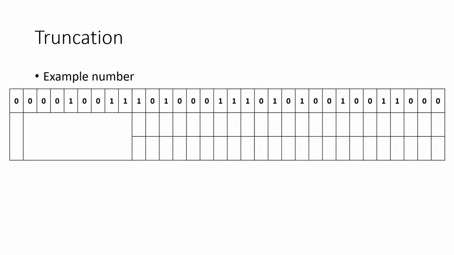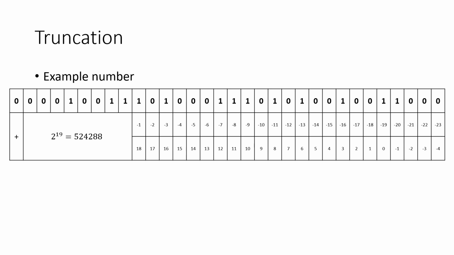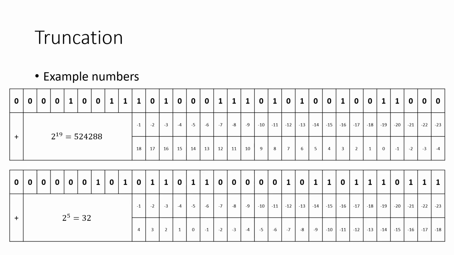Before we can discuss truncation in operations, we need to establish the significance of each bit. Let's write an example number. First, let's label each mantissa bit by its position. Then let's add the exponent to each label. This gives us the true significance of each bit of the number. Let's consider another example number.